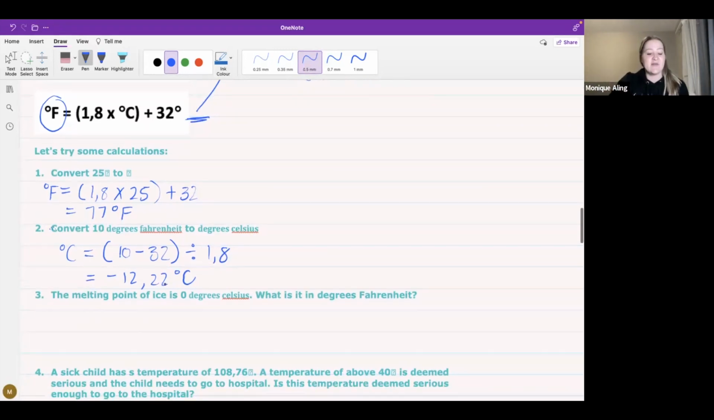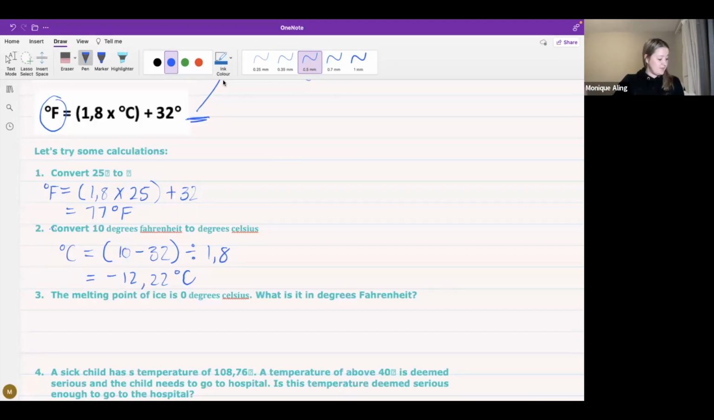All right, then question 3. The melting point of ice is 0 degrees Celsius. What is it in degrees Fahrenheit? Okay, I've seen some of the answers already. What did we get for question 3? Nice.